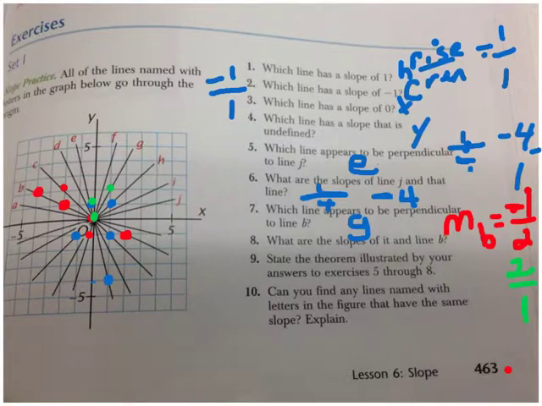All right, 9, state the theorem illustrated by your answers to exercise 5 through 8. So which one do you think they're talking about? If you look in this section, we got theorem 52 and 53. 53, yeah. Now, did we take those slopes and multiply them to get -1? Is that what we really did? That wasn't what I was thinking. But if you take a fraction and you take its reciprocal and you have one positive and one negative, don't they multiply to give you -1?